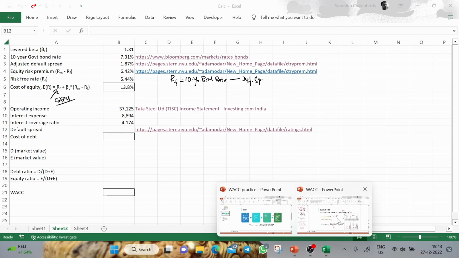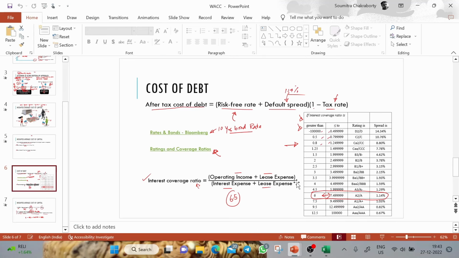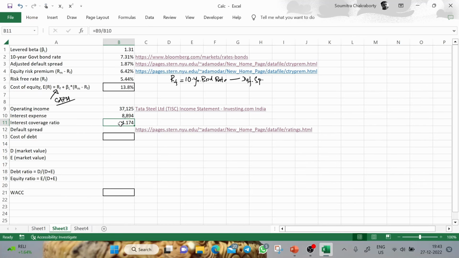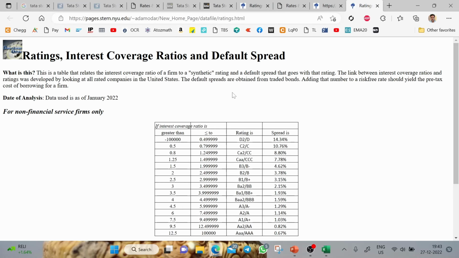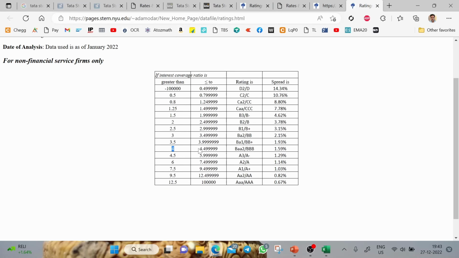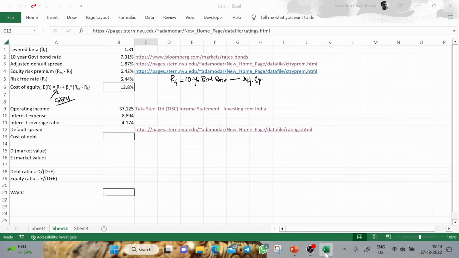So the actual formula includes the lease expense as well, but for this company we don't have any lease expense listed in the income statement, so we are just ignoring that. We are defining interest coverage ratio for this company as operating income divided by interest expense. So that is how the value is 4.174. And once again, from this particular link, the range is 4 to 4.5 and the spread is 1.59%. So the default spread is 1.59%.